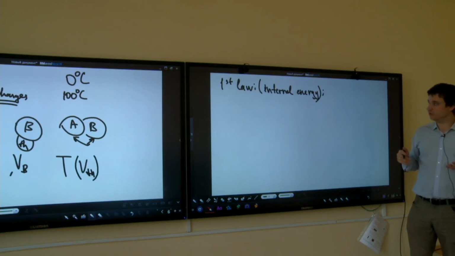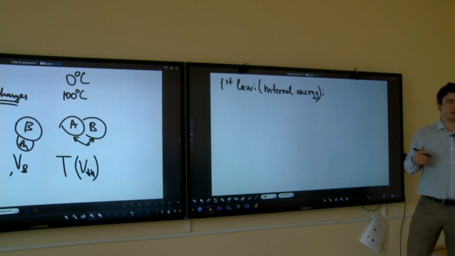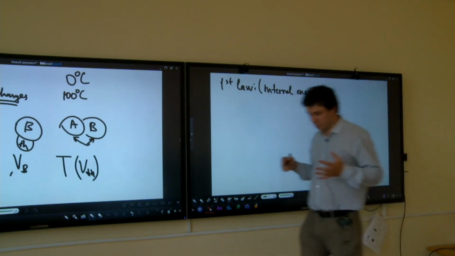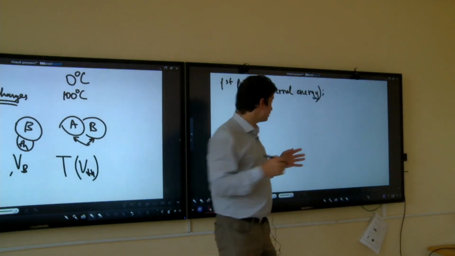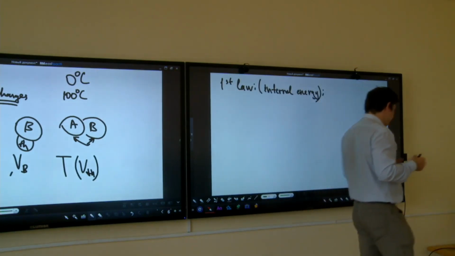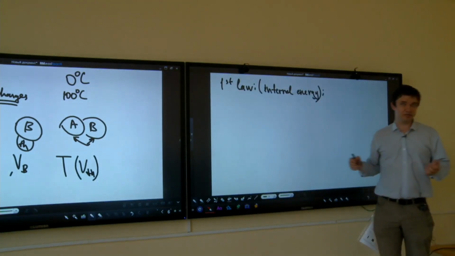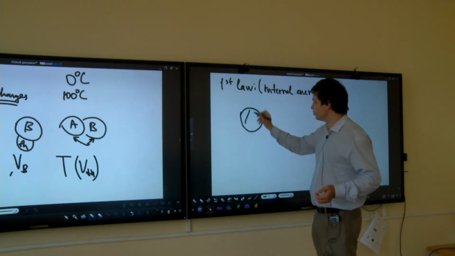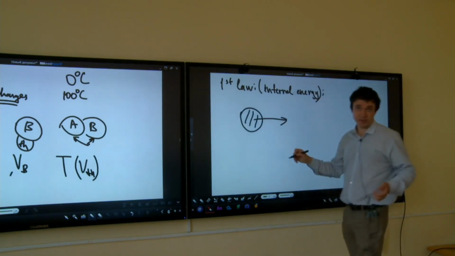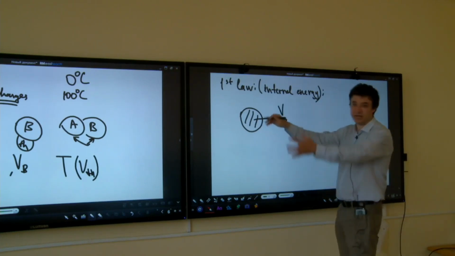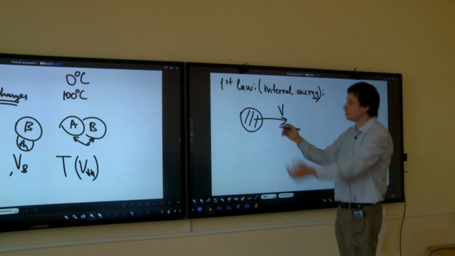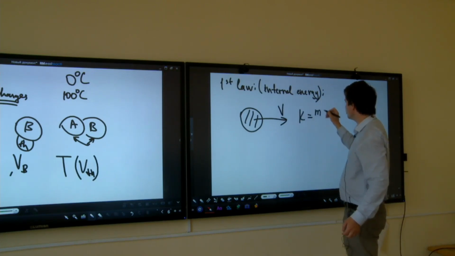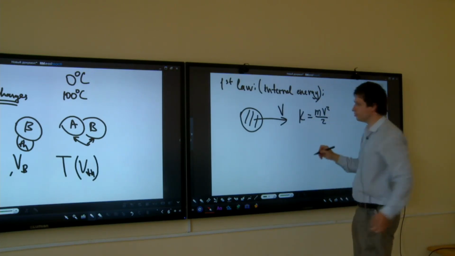So let's try to understand what this concept of internal energy means. As I said, thermodynamics is based on observations. There are some types of energy there. So some kind of a liquid, and a droplet of liquid moves in space with some velocity as a whole structure. Then, of course, you can find the kinetic energy of this droplet as mv squared over 2.